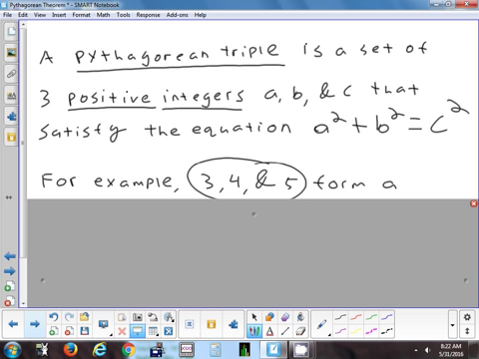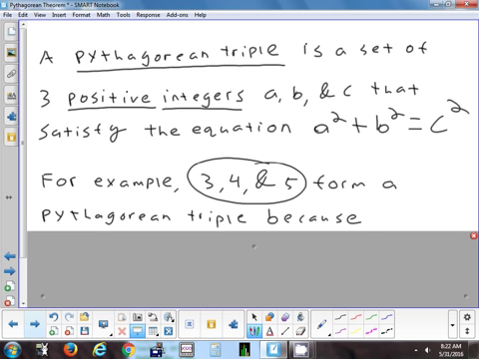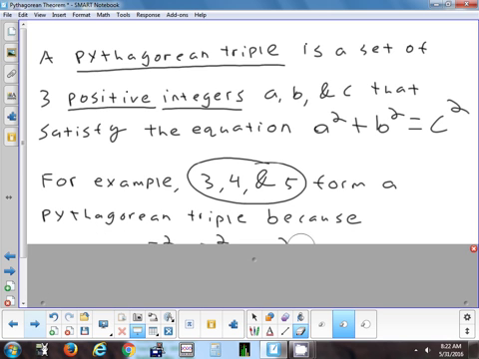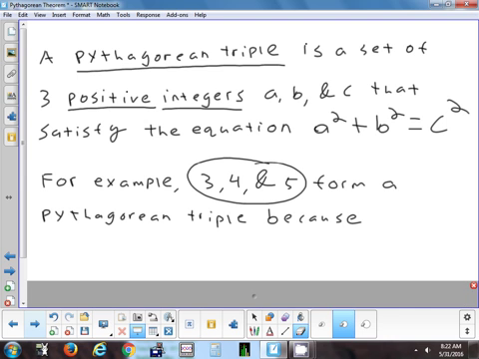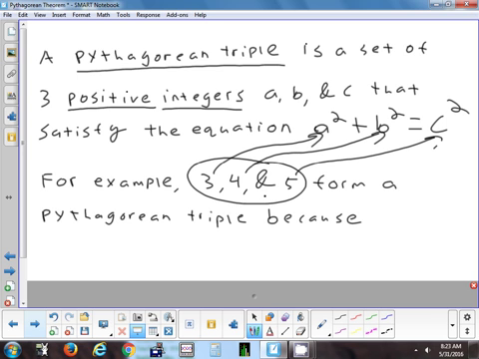Now, you can't just pick any 3 numbers. For example, 5, 6, and 7 won't work. 7, 8, and 9, that won't work. Okay? But 3, 4, and 5 do work. Okay? And let's take a look at why. I'm going to fill in these 3 numbers in these 3 spots. And you'll see that it does work. Okay?